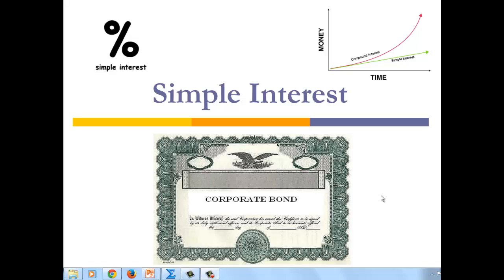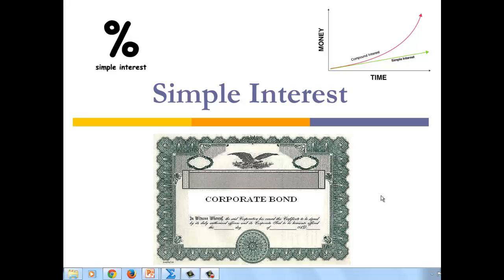This is the second video on simple interest. In the previous video, we looked at the formulas, and now we're going to start applying them. Our first example for applications will be on corporate bonds. This is a way for companies to borrow money.